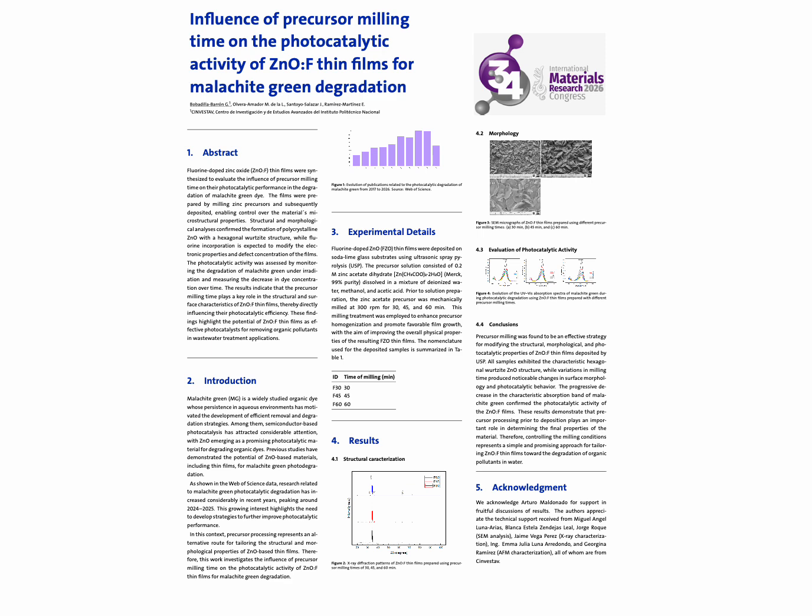The progressive decrease in the characteristic absorption band of malachite green confirms the photocatalytic activity of these films. Therefore, controlling the precursor milling conditions before deposition represents a promising approach for tailoring films for the degradation of organic pollutants in water.